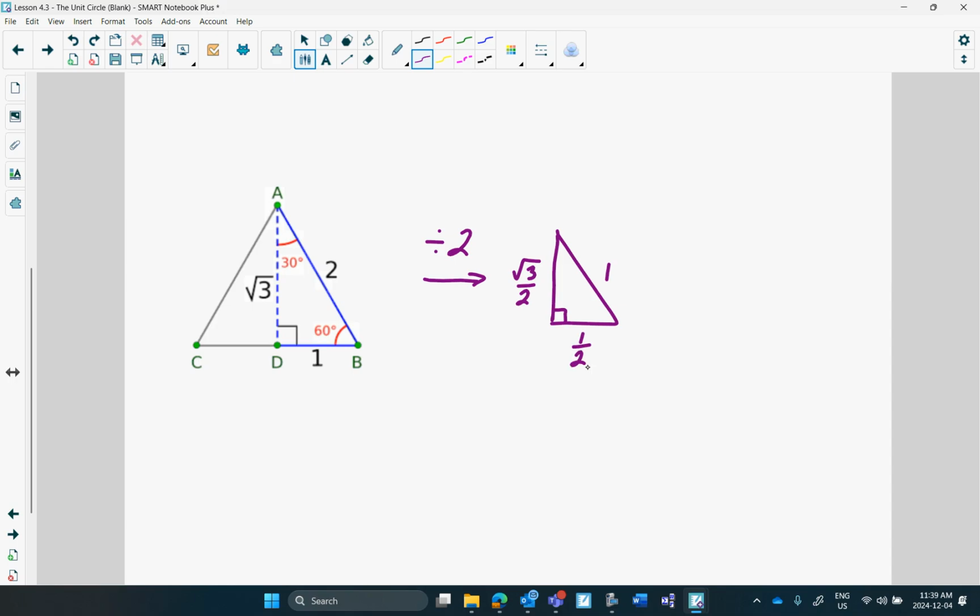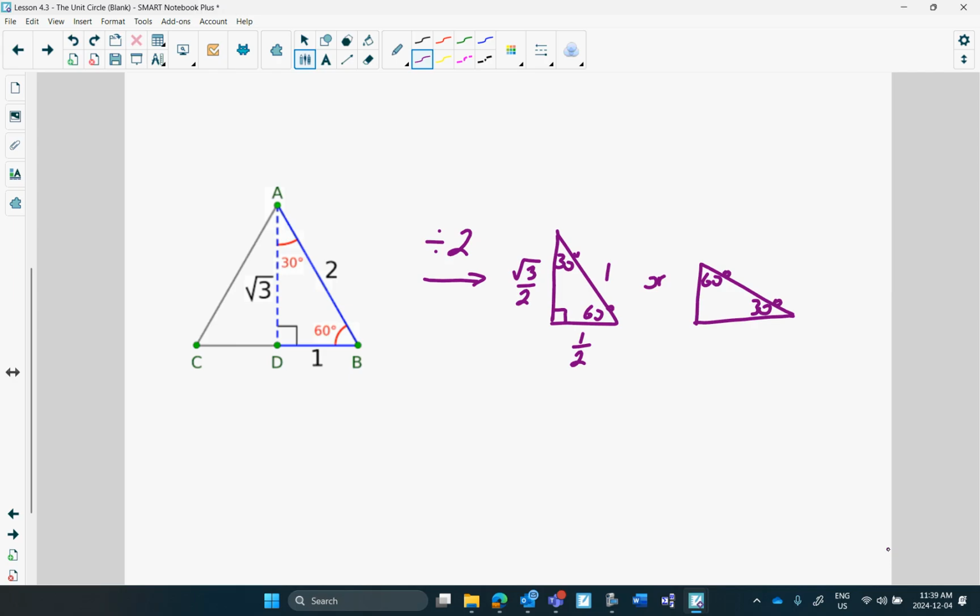And remember, this is 60 degrees, and that's 30 degrees. So if I put that in the unit circle, the x-coordinate is going to be 1 half, and the y-coordinate is going to be root 3 over 2. If I flip it like this, let's say I'm going to drop it and then flip it so that the 30 is on the lower right.